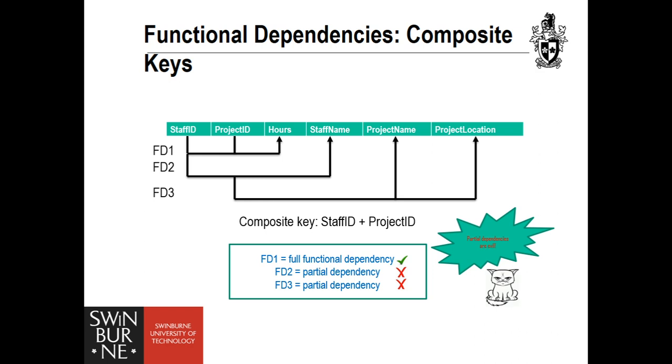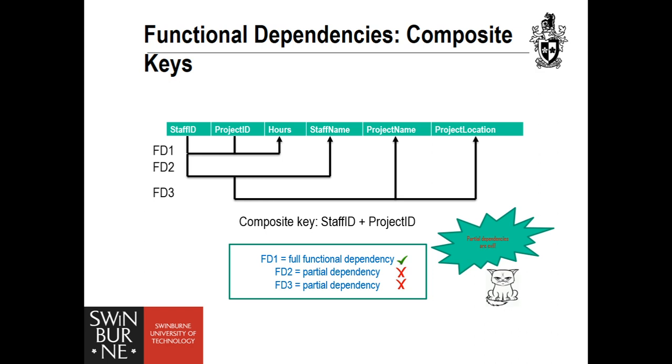We have to assume that the largest set of keys forms the actual primary key. Therefore, we choose a composite of staff ID and project ID. If we chose either of them alone as a primary key, the hours would be left hanging. They wouldn't have a dependency on the key.